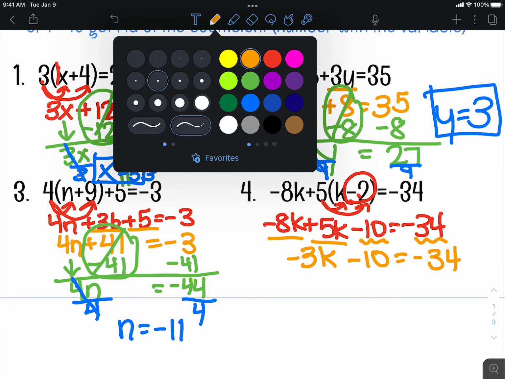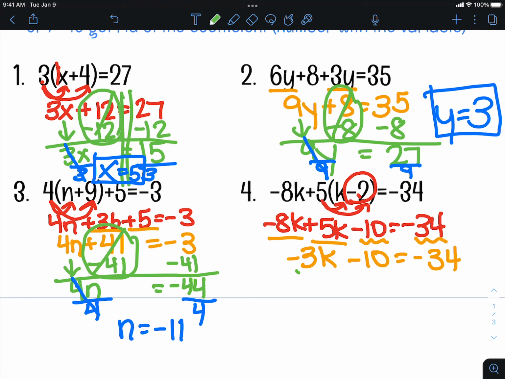All right, next I need to get rid of that integer. All right, so our variable is on this side, and I have the integer right here. I need to get rid of that. So I'm going to do the inverse of subtraction, and I'm going to add 10, and I have to do the same thing to both sides. -10 plus 10 is 0, which is nothing, so I don't need that anymore, but I still have -3k on the left. On the right, -34 plus 10. I lost $34, but I found a $10 bill, so now I'm only missing $24.